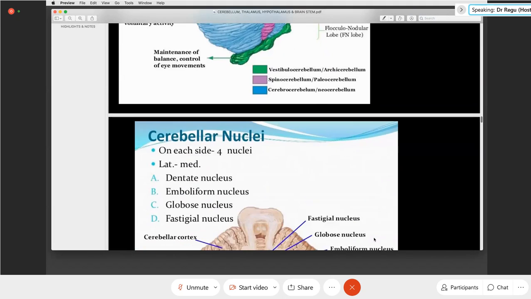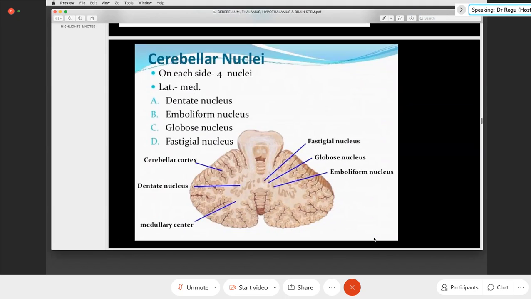Okay. I did mention to you there are 4 cerebellar nuclei. These are deep nuclei that are involved in more detailed fine-tuning of these functions. They are named from lateral to medial: the dentate nucleus, emboliform nucleus, globose nucleus, and fastigial nucleus.